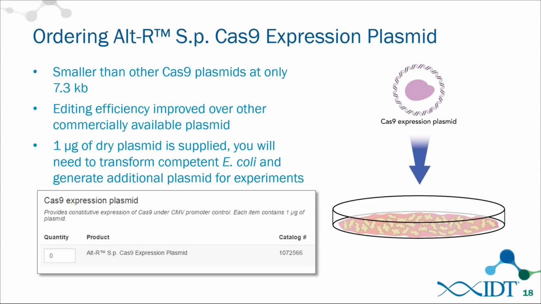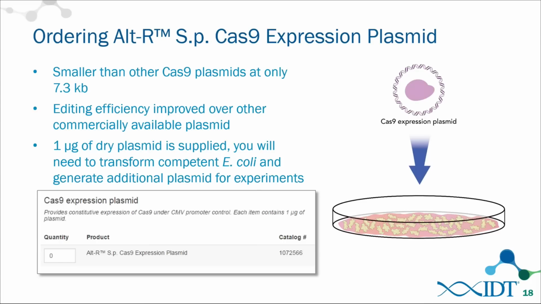And then additionally, the final component of the Alt-R product line is the S. pyogenes Cas9 expression plasmid. As was mentioned earlier, this is a trimmed down vector, so we don't have any GFP or orange fluorescent protein that would be suitable for sorting the cells that are transfected. We've also stripped out any G418 or any other selection markers. But what we've seen by doing this is that we've been able to show improved editing efficiency over other commercially available plasmids that are larger, more on the order of 10 kb.